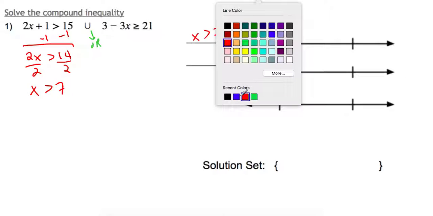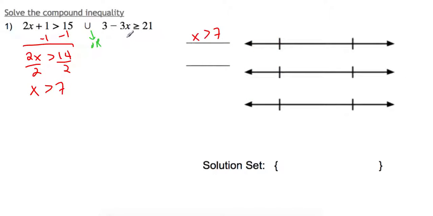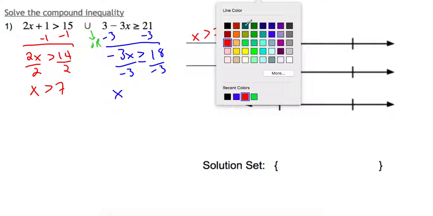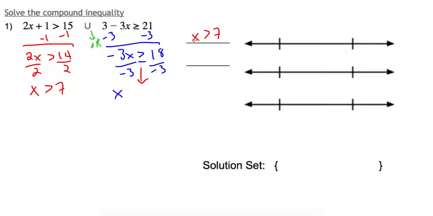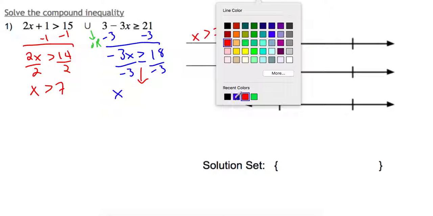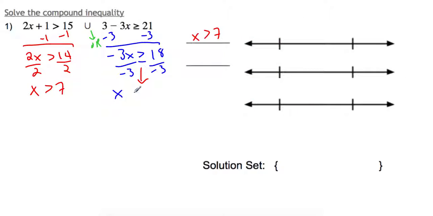And let's pick blue for my next inequality. I'm going to subtract 3 from both sides. I'll get negative 3x is greater than or equal to 18. And then we'll divide both sides by negative 3. And so I get x is, now remember I have to flip my inequality symbol since I divided by a negative. So this is going to be x is now less than or equal to negative 6. So I have x is less than or equal to negative 6.